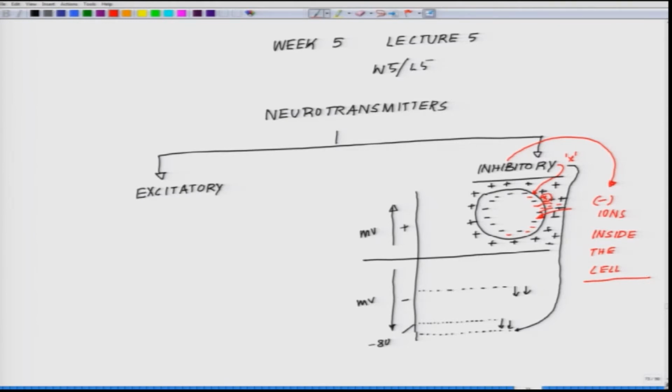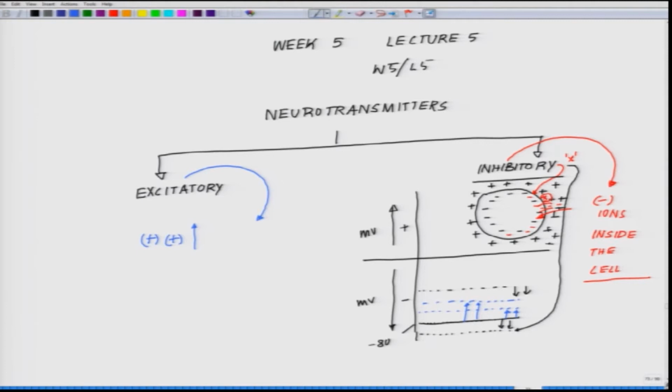By the same token, if it is an excitatory neurotransmitter out here, then it does the reverse thing. If this is the baseline, where I have shown the baseline at minus 80, the excitatory one will do the reverse. It will make the inside more positive from its baseline.